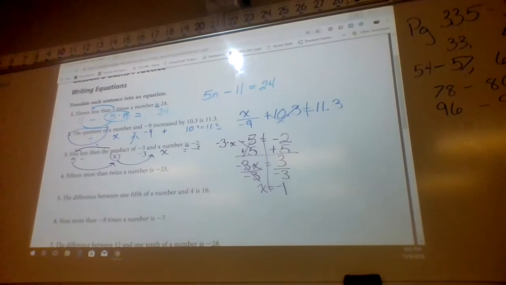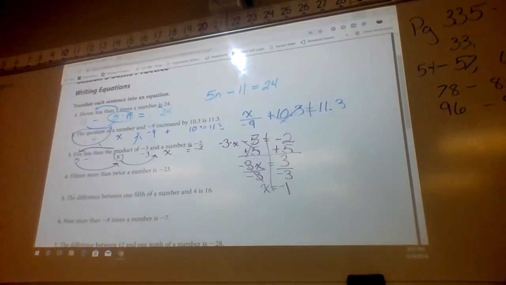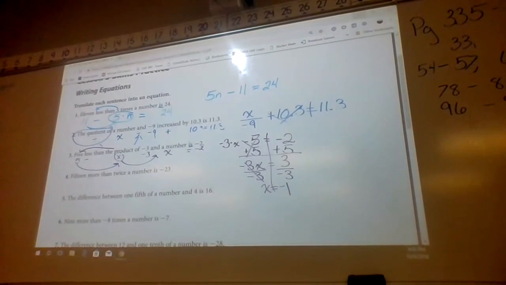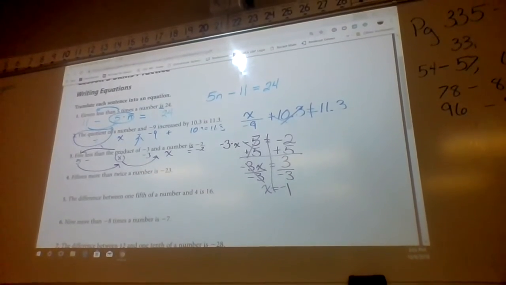X plus 2x. You got it written down? All right, so let's go one at a time. Write that in 15, math. What does that mean? Add, subtract, multiply, divide, equals? Of a number and 4.